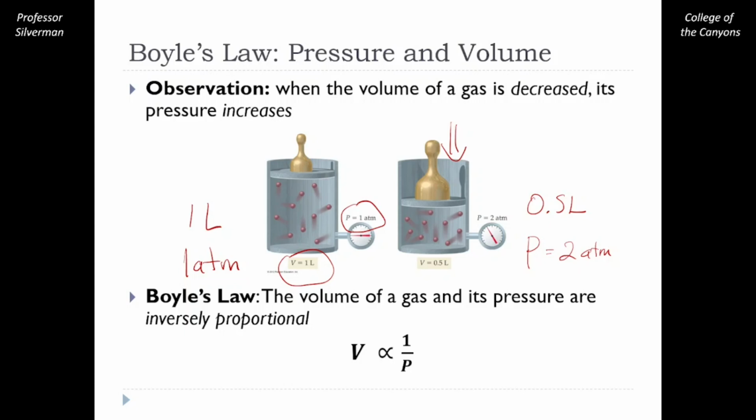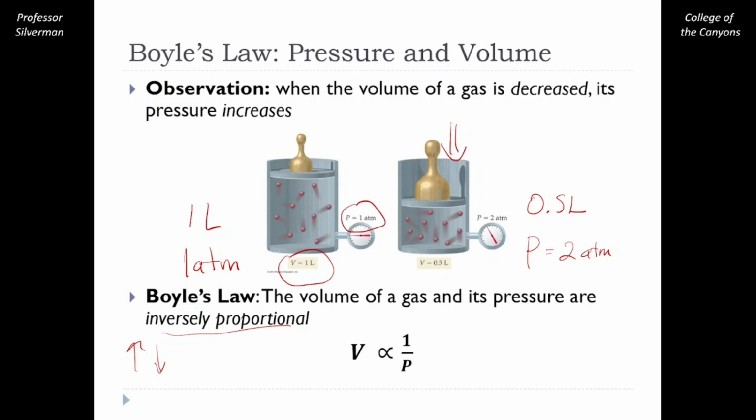Our observation is that these are inversely proportional. As one gets bigger, the other has to get smaller. These are going to be the opposite trend. If you decrease the volume, we can measure that the pressure has to increase.